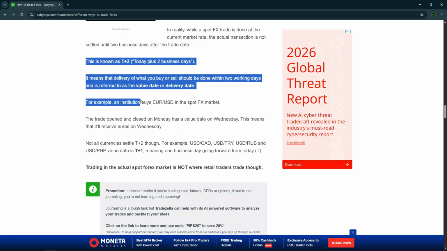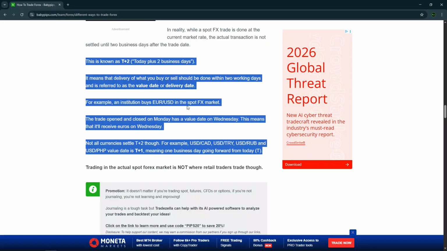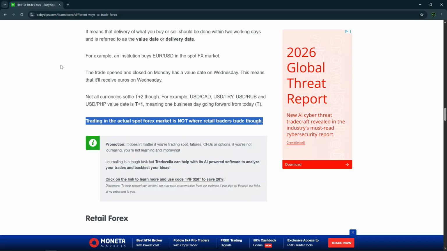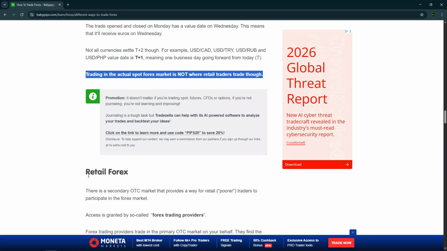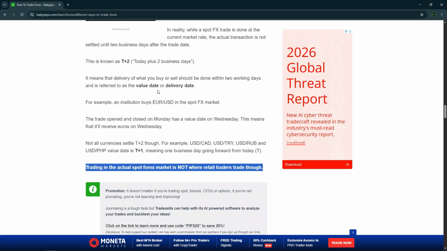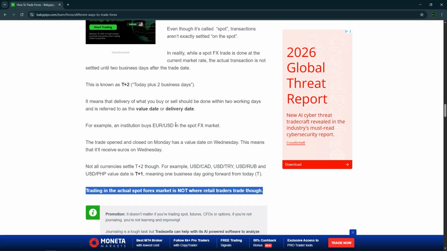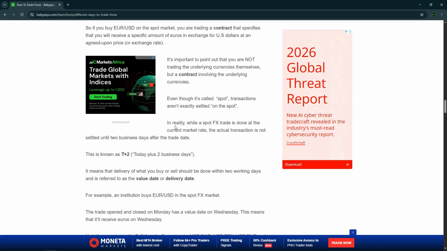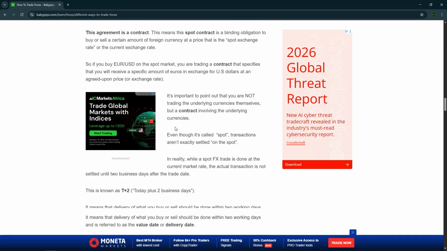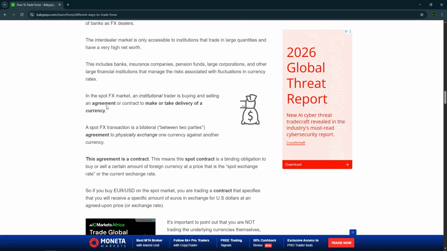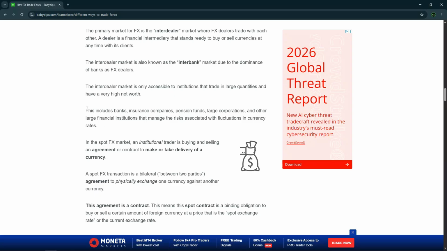So here is the key thing for you as a beginner trader. This is not the market you directly trade in as a retail trader. Retail traders access the forex market through brokers, which we'll talk about next. So the spot market is the real global market where currencies are exchanged between major players, and everything you see as a retail trader is based on what happens here.